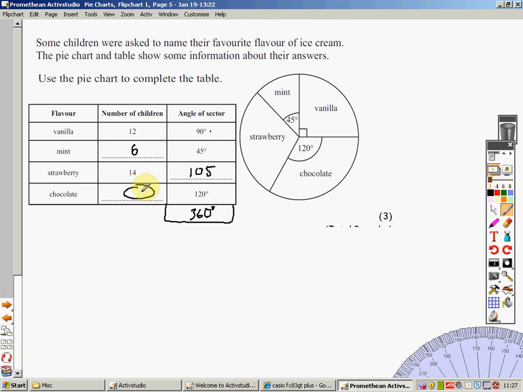Trouble is, I don't know how many people are all together. However, I know that 90 degrees, a quarter of them is 12. Well, 4 times 12 is 48. So I know the total there has got to be 48. And now I've got to work out what that missing amount would be.